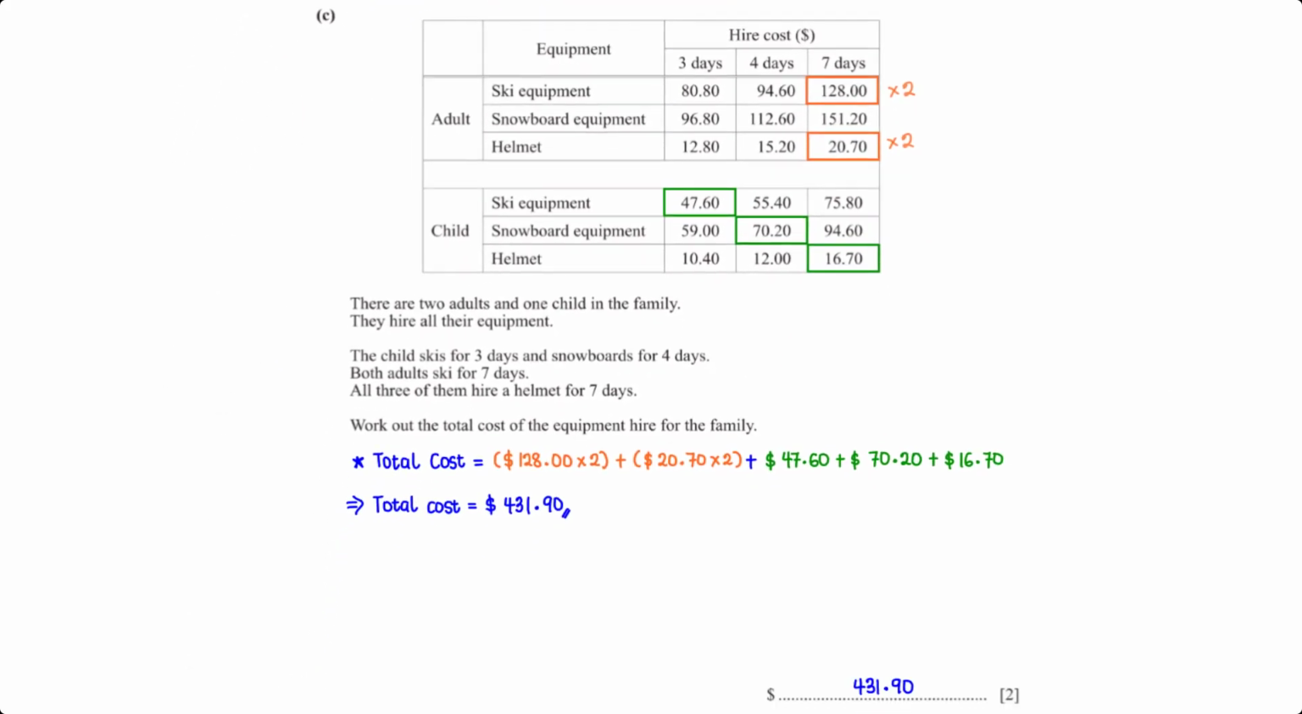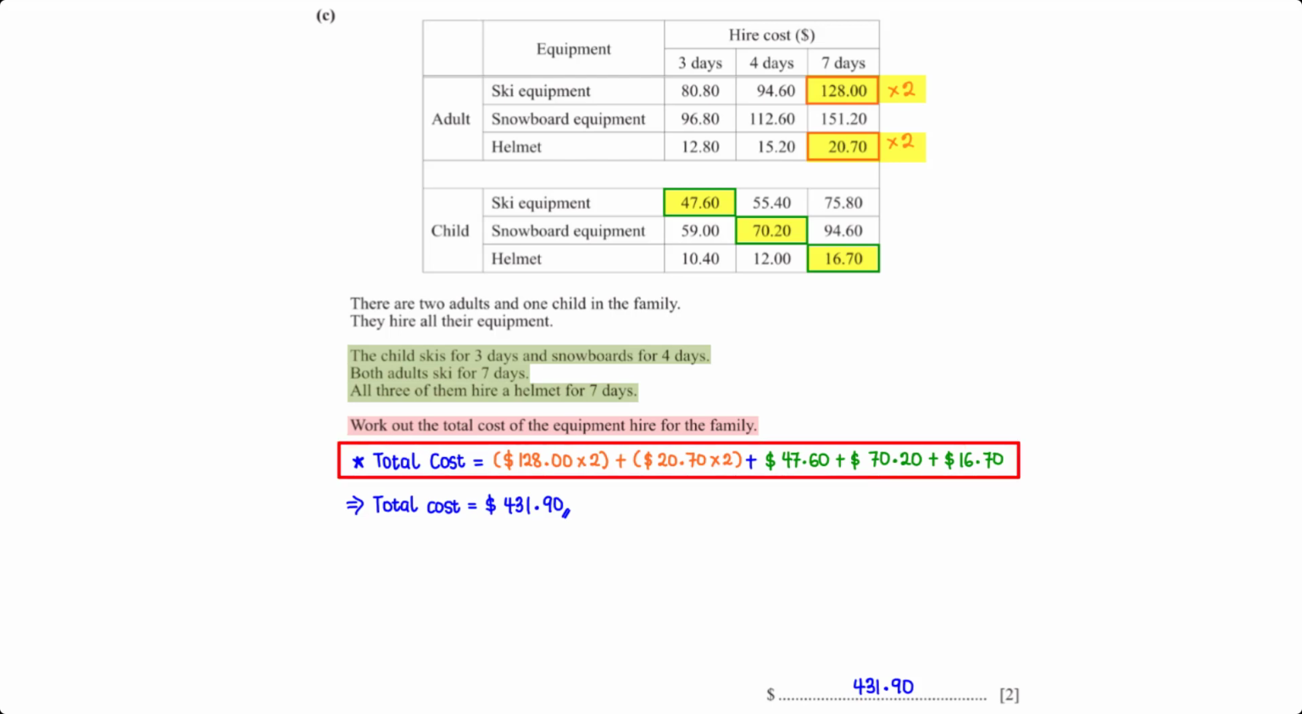There are 2 adults and 1 child in the family. They hire all their equipment. The child skis for 3 days and snowboards for 4 days. Both adults ski for 7 days. All 3 of them hire a helmet for 7 days. Work out the total cost of the equipment hire for the family.